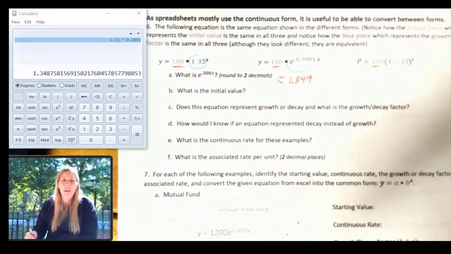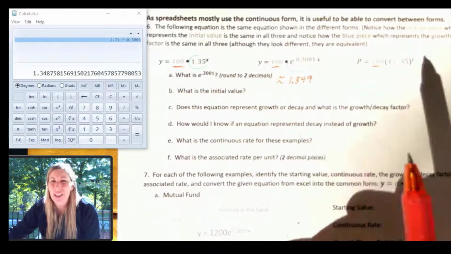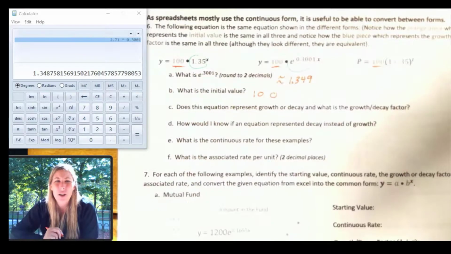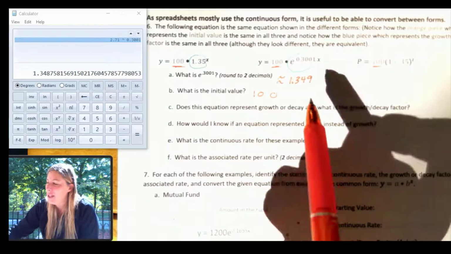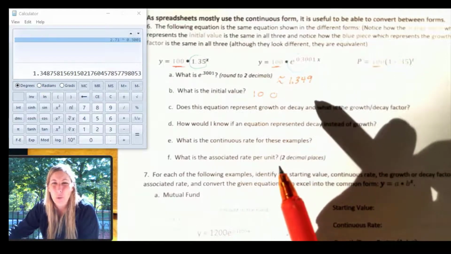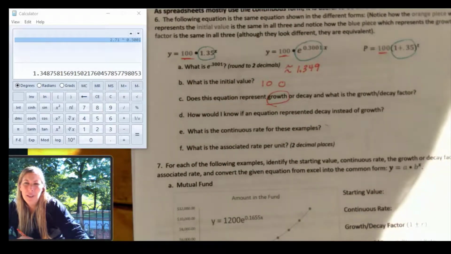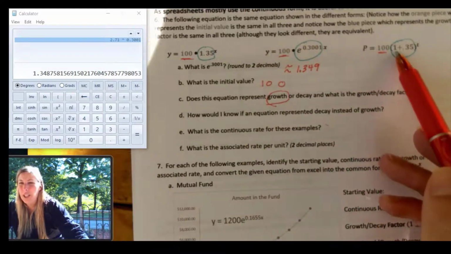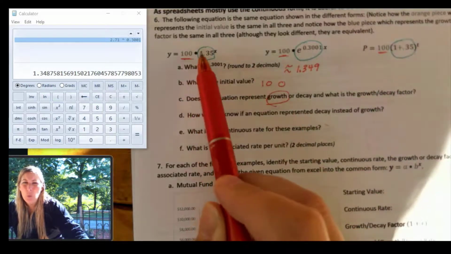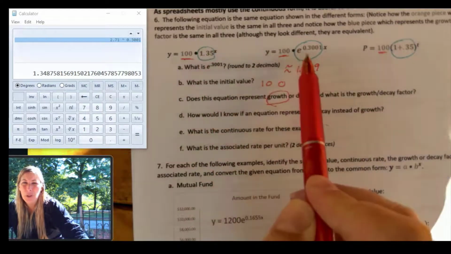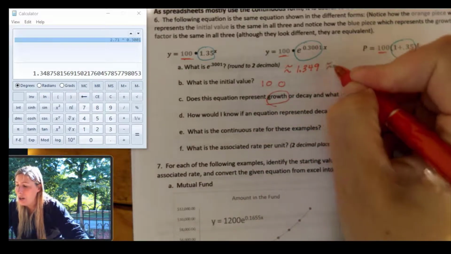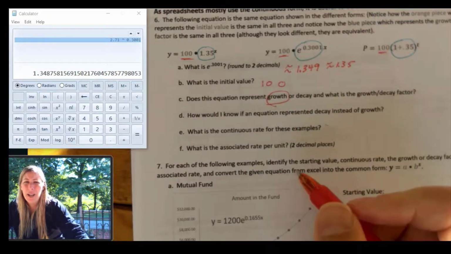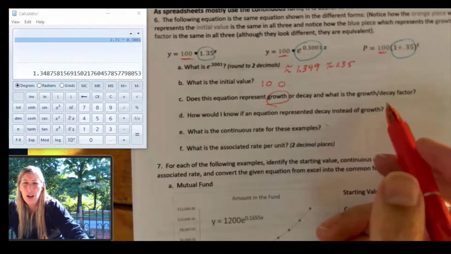What is my initial value? Well, we know my initial value is always the orange piece. It's that starting value, so my initial value is 100. Does this equation represent growth or decay, and what is the growth decay factor? Well, because my number is above 1, it's representing a growth. And my growth or decay factor is the 1 plus or minus r. So you can see over here we have 1 plus 0.35. This 1.35 is my growth factor, which is the same as e to the 0.3001, which is 1.349, which is approximately 1.35. So my growth decay factor is just 1.35.